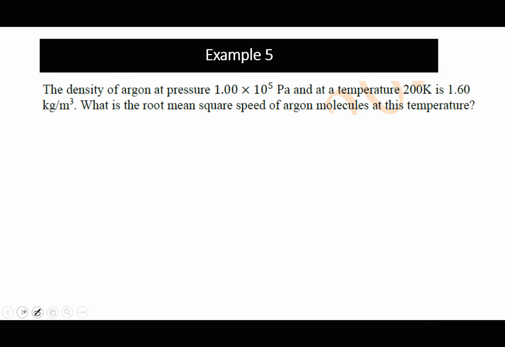Example number next, maybe it's number 5, I don't know. Example number 5. The density of argon at a pressure of 1.0 times 10 power 5, that is approximately atmospheric pressure, and at a temperature of 200 Kelvin is 1.6. What is the root mean square speed of argon molecules at this temperature?